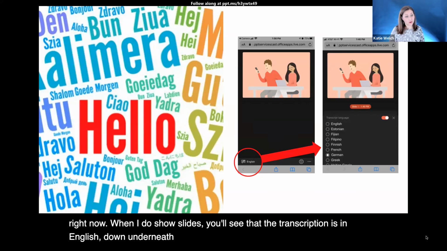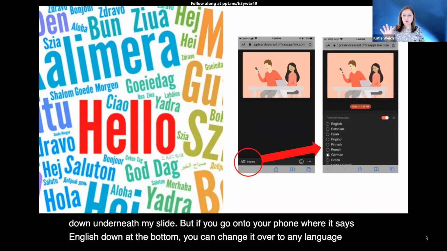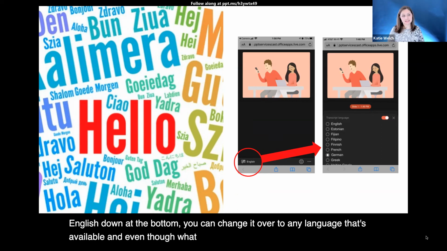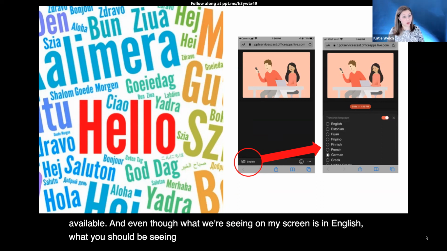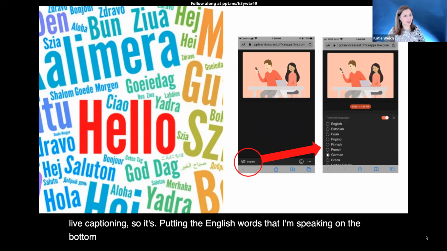But if you go onto your phone where it says English down at the bottom, you can change it over to any language that's available. And even though what we're seeing on my screen is in English, what you should be seeing on your screen should be in whatever language. And so it is live captioning. So it's putting the English words that I'm speaking on the bottom of the screen, but at the same time on your phone, it's live translating into another language.